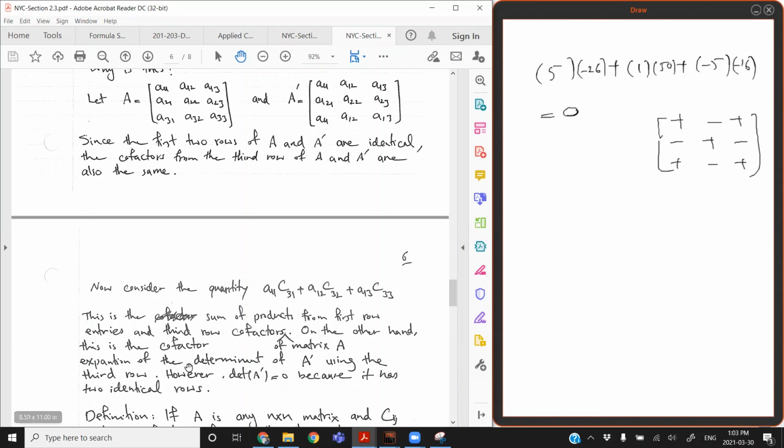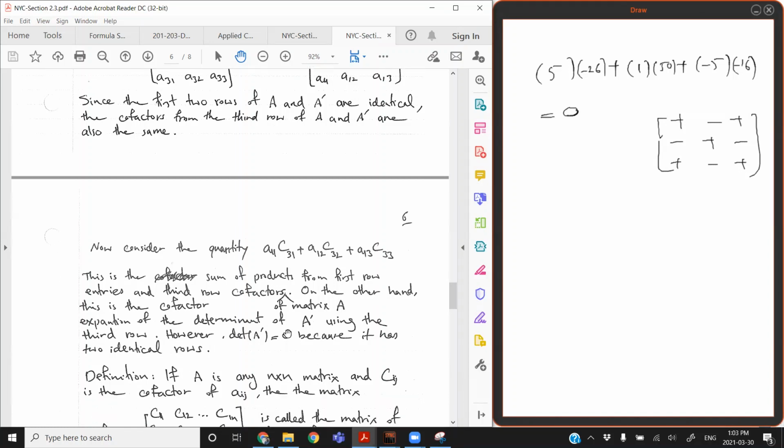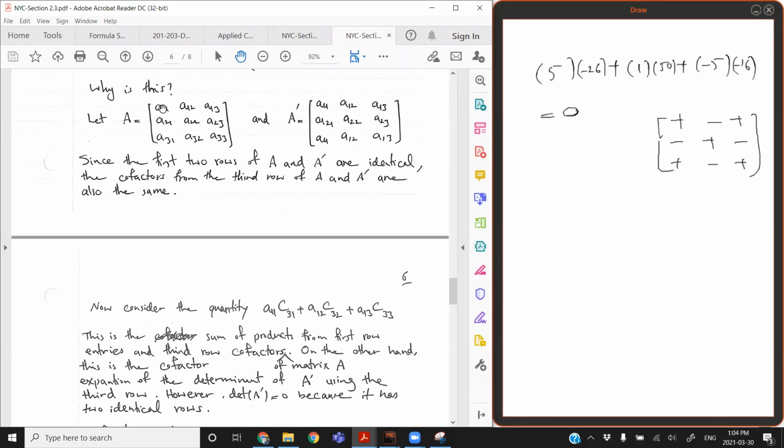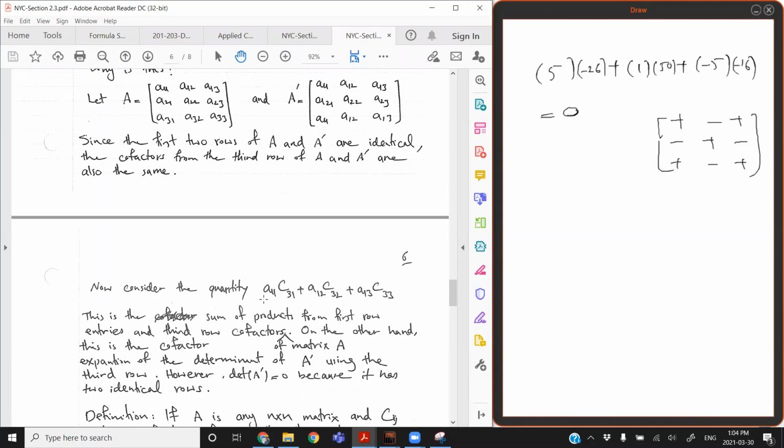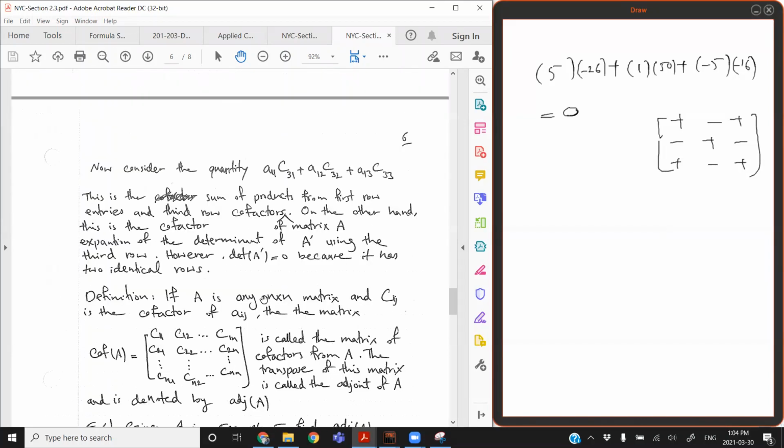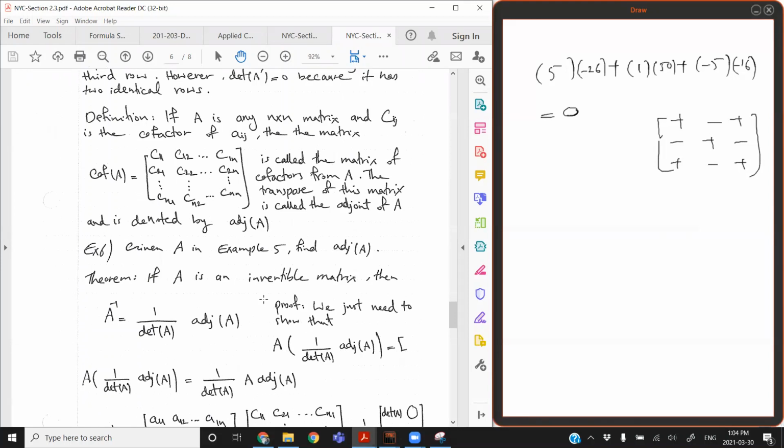So on the other hand, this is the expansion of the determinant of A prime using the third row, but we know that this determinant is 0. So now it makes it plausible for you why this happens. If I get entries from the first row and cofactors from a different row, I get 0, because it's as if I am calculating the determinant of a matrix with two identical rows. You good? Okay.